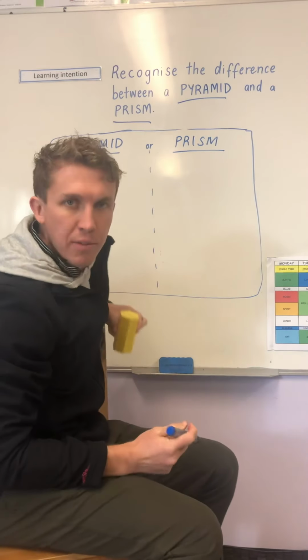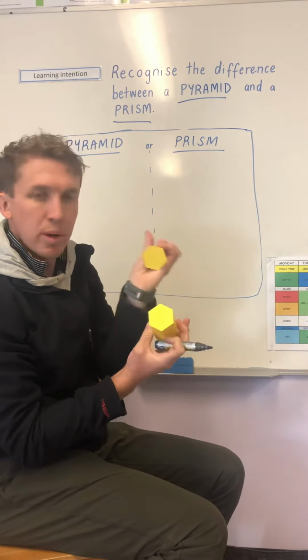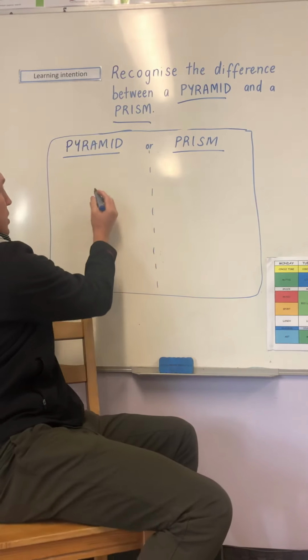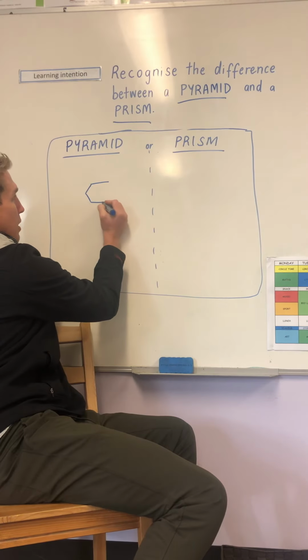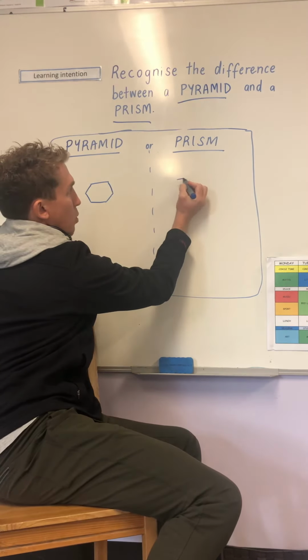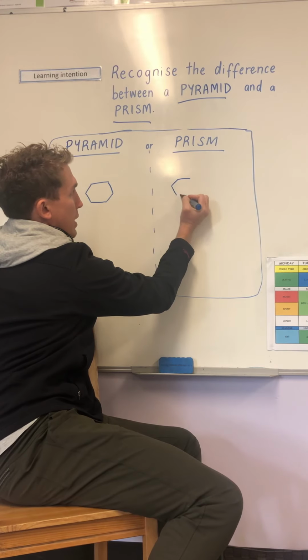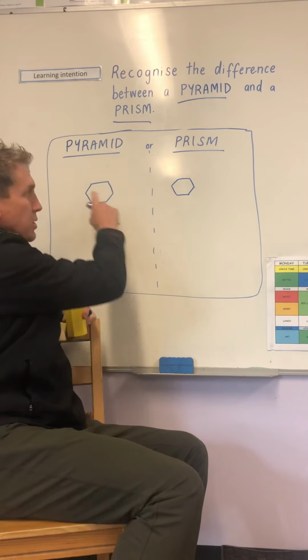First thing I want you to do is have a go at drawing both shapes. Now, they both started with a hexagon, so that's the first thing you do. You can draw a hexagon here like this, 1, 2, 3, 4, 5, 6, and then a hexagon here, 1, 2, 3, 4, 5, 6. There's your start point. Hexagon, hexagon.